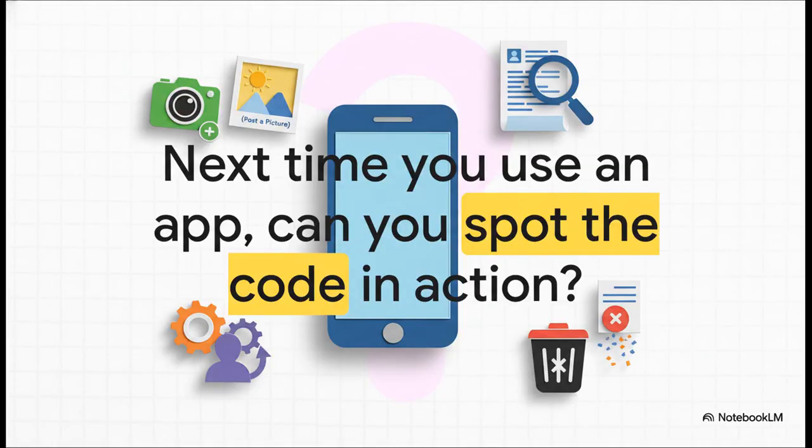So here's a little challenge for you. The next time you're on your favorite app, whether you're posting a picture, scrolling your feed, or just changing your profile, try to spot the secret code. Ask yourself, am I creating right now? Am I reading, updating, or deleting? Because once you start seeing it, I promise, you'll never look at your apps the same way again.